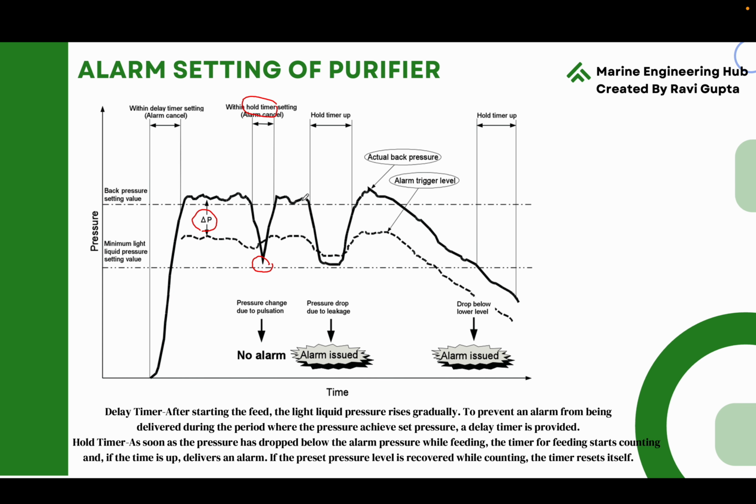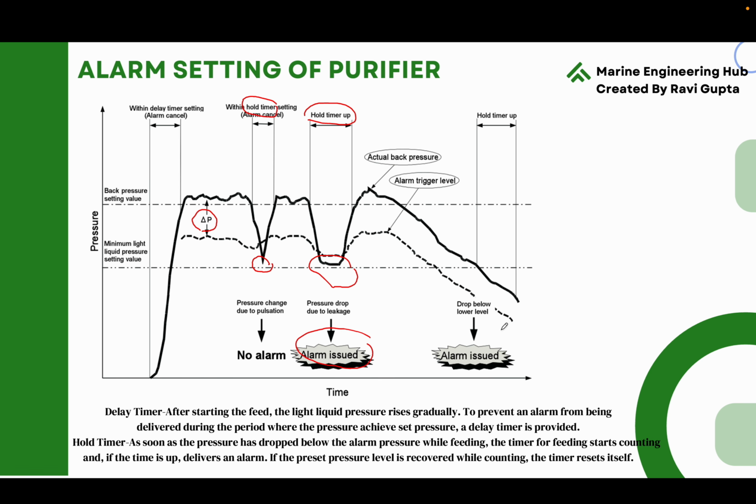Now here you see again there is a drop, and it is coming near the minimum light pressure setting, but it is getting up slowly. Here there is a steep fall and steep rise, so the alarm gets cancelled, but here the fall is lower and it is getting up very slowly. The hold timer means the timer is counting: okay, there is a pressure drop, 1 2 3 4 5 6 seconds. If it is not corrected within 5 seconds, I will give the alarm. So here it gets corrected in no time, so no alarm, but here it is taking more time, meaning something is wrong, so it will give an alarm, that is a pressure drop due to leakage.